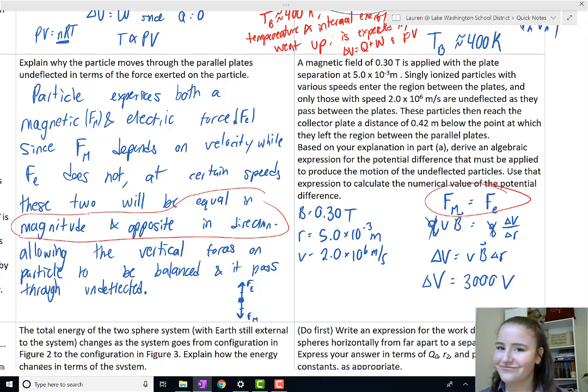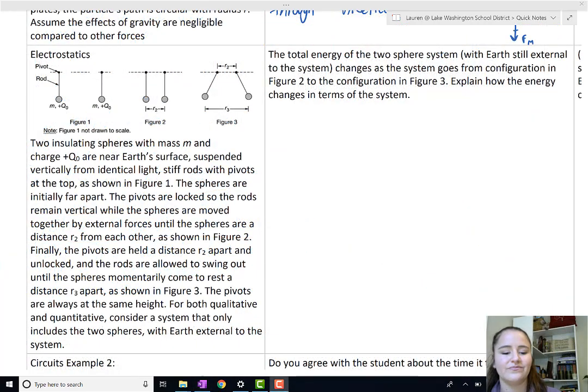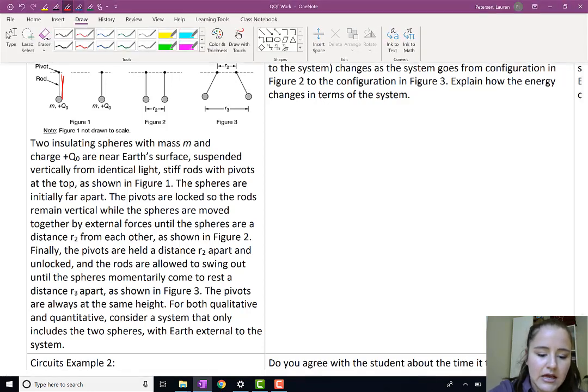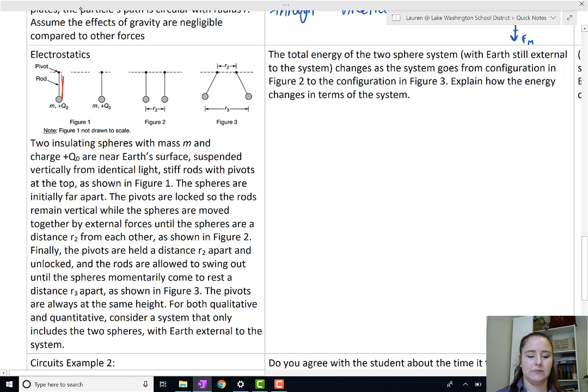Okay, cool. So now we're looking at an electrostatics problem. We have two insulating spheres that are mounted on rigid pivots that can rotate, suspended vertically by stiff rods. Spheres are initially far apart. The pivots are locked so that they can remain vertical while they're moved to figure two. And then they are allowed to rotate, and they rotate until they get to the separation in figure three. The pivots are always at the same height.